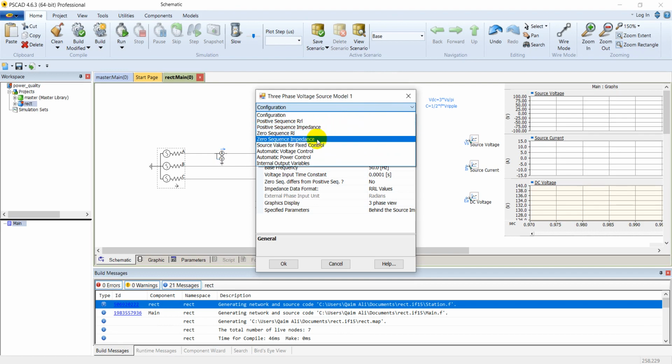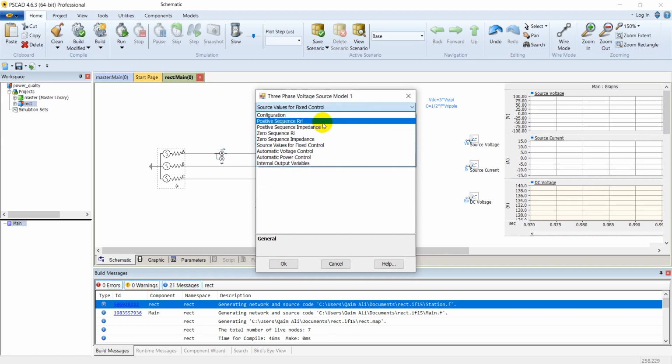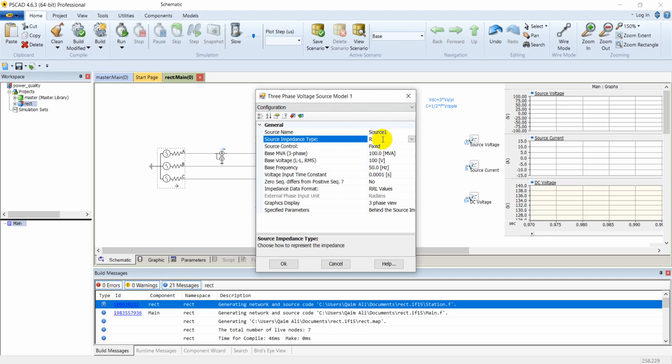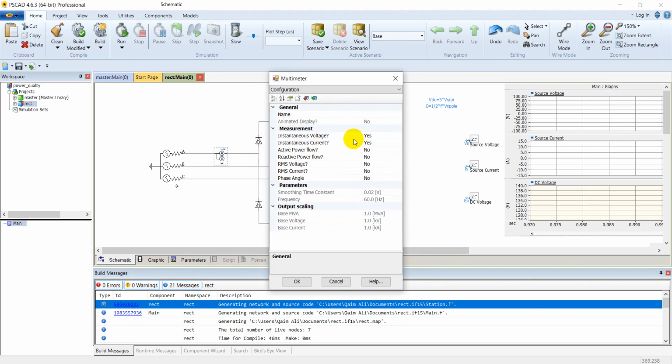and output voltage is set to 100 volt, and the frequency is set to 50 hertz. So this is a 50 hertz source with 100 volt RMS voltage, and its output impedance type is resistive, and other parameters are not important. And we have connected a multimeter here. It measures the instantaneous source voltage and the instantaneous source current.